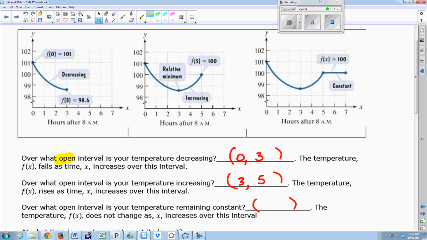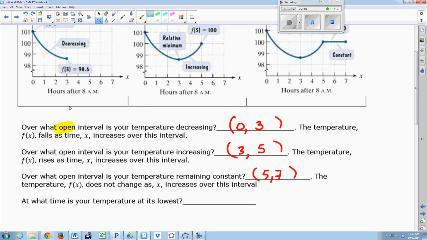Yep. Perfect. And what about constant? Sam, can you help me with that? 5 to 7. See, nothing to sweat about, right? Very intuitive. Am I assuming too much by saying it's intuitive? Does that feel fairly straightforward?